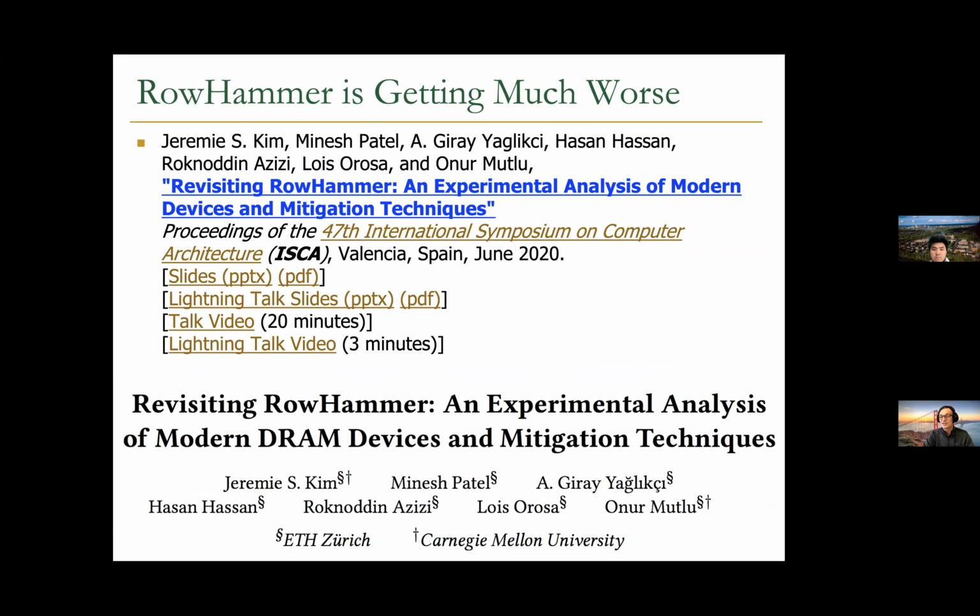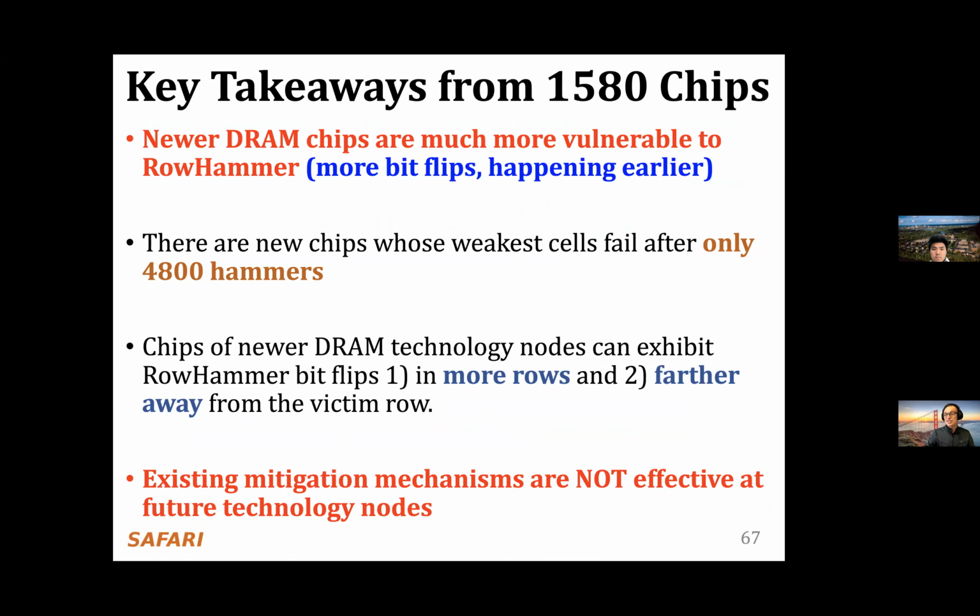We wanted to understand its scaling, and we did a large-scale testing study of more than 1,500 DRAM chips, and we found that newer DRAM chips are much more vulnerable to Rowhammer. You get more bit flips that happen earlier. In fact, there are some chips whose weakest cells fail after only 4,800 double-sided hammers. This is a very low number.